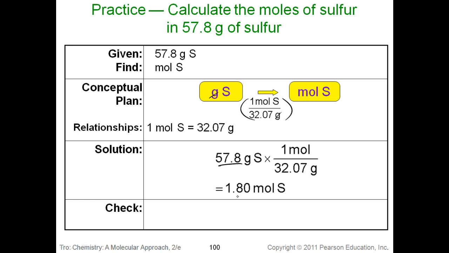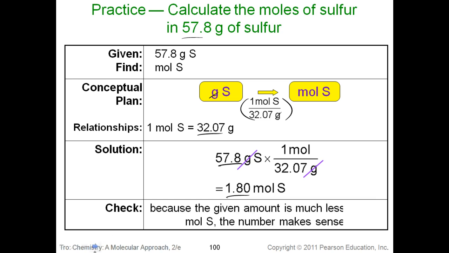This has 3 significant figures. You should have 3 significant figures in your final answer. This quantity is larger than a mole. A mole is 32.07 grams for sulfur. We've got more than that. We've almost got 2 moles, and so this answer is pretty close to 2. And that's how you would check.